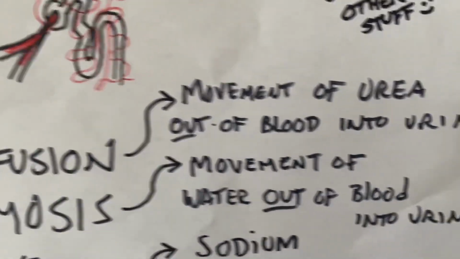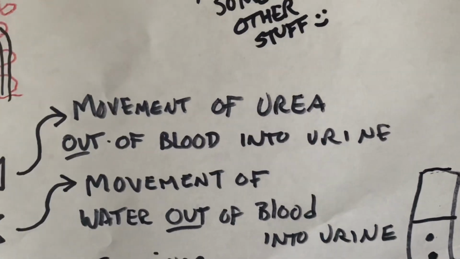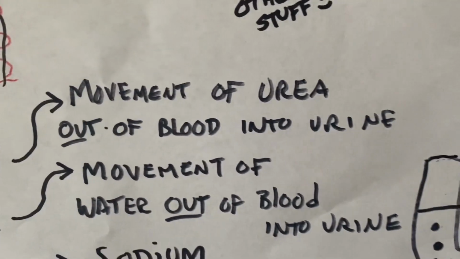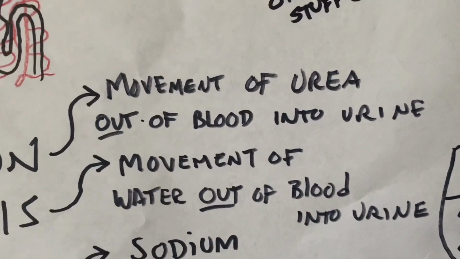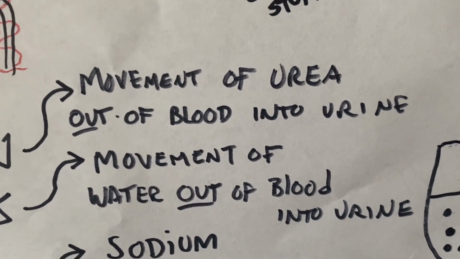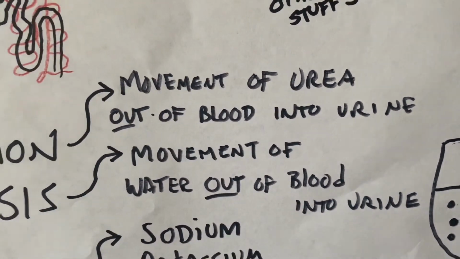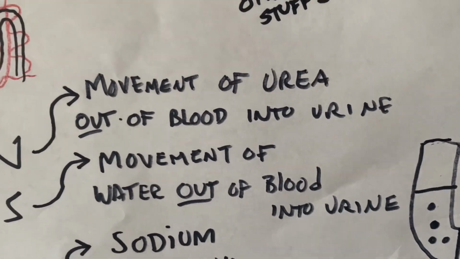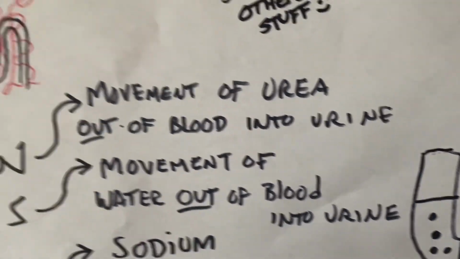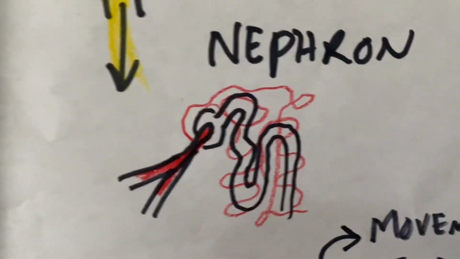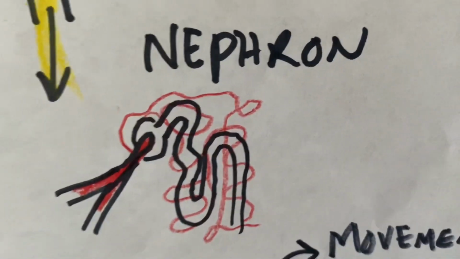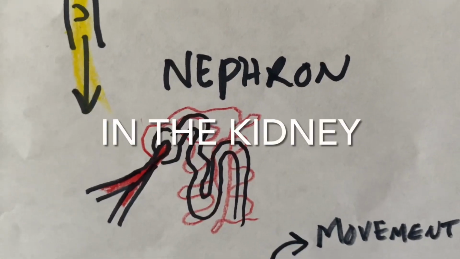So diffusion is how solutes move from an area of high concentration to an area of low concentration. They move across a semi-permeable membrane. In order to diffuse, they have to fit through the membrane, so they either have to be small enough to go through, or they have to go through a channel. That semi-permeable membrane is basically between the nephron and the capillaries in your kidney, where the blood vessels are going into your kidney.